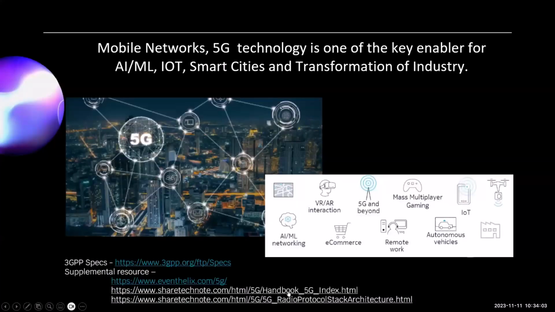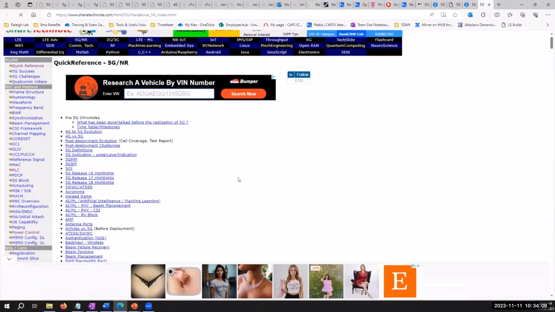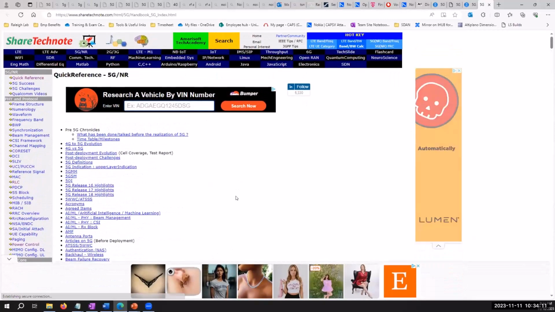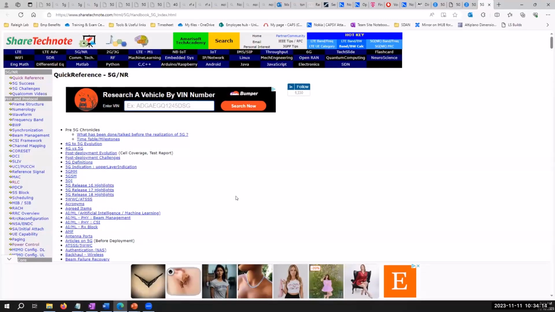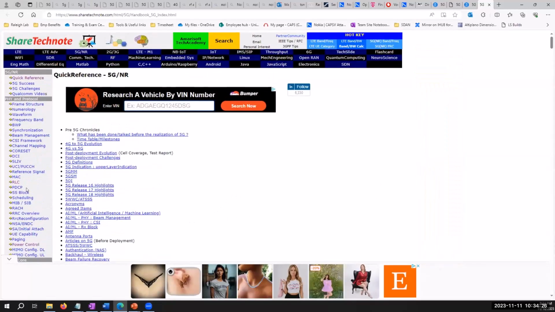Okay, and then we also have the ShareTechNote. If the specifications are not clear enough, not modularized the way you want, you could also use ShareTechNote to understand each protocol stack. For example, if you would implement RLC, MAC, PDCP. Anyway, what is a protocol stack first?